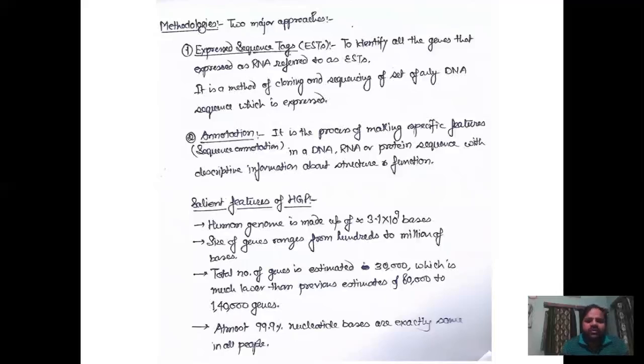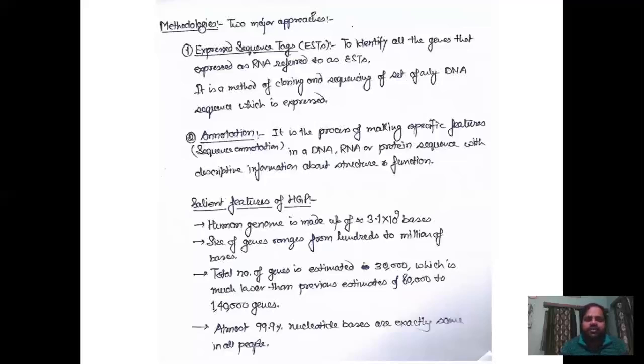So we will see the salient features of the Human Genome Project. They found that the human genome is made up of 3.1 times 10 to the power 9 bases. The size of a gene ranges from 100 to millions of bases. It means some genes are composed of hundreds of bases and some are composed of millions of bases. And the total number of genes was estimated as 30,000.